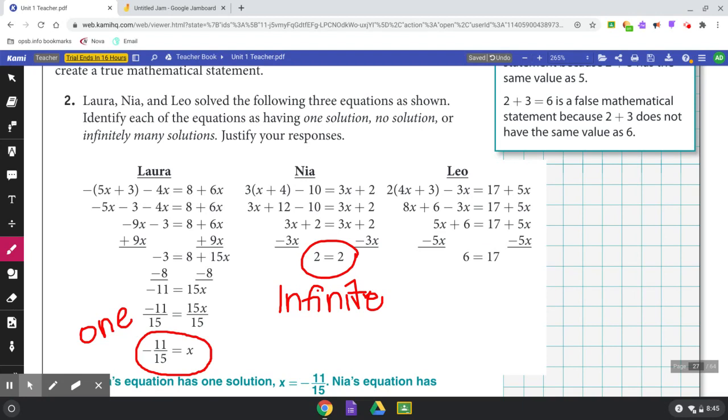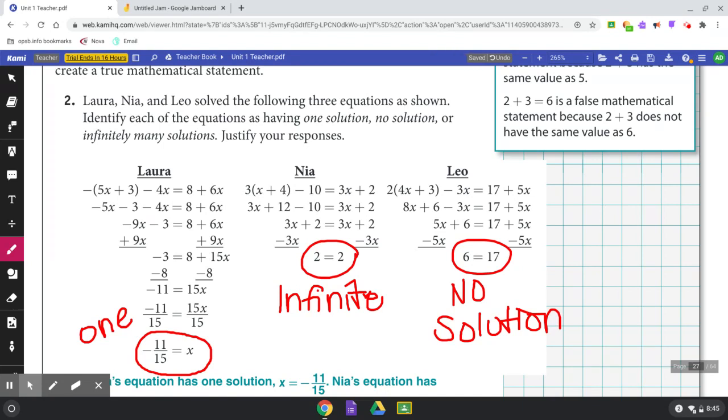Now, like we did in part 1 again, 6 equals 17. If I solve an equation and I end up getting 6 equals 17, 2 totally different constants on each side of the equal sign with no variable, that means this is no solution. There is no value of x in that equation that would make that a true statement. It has no solution.